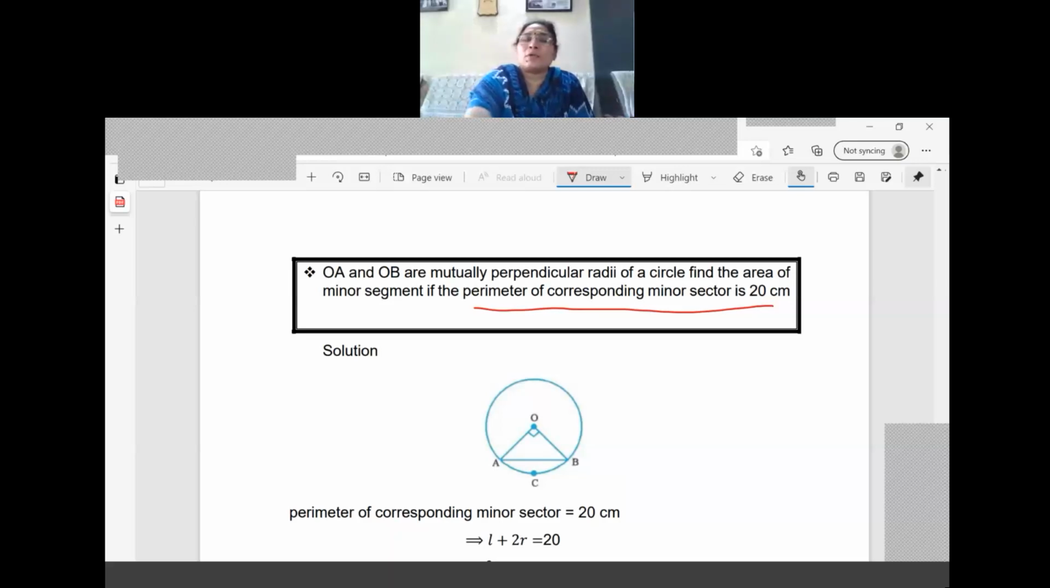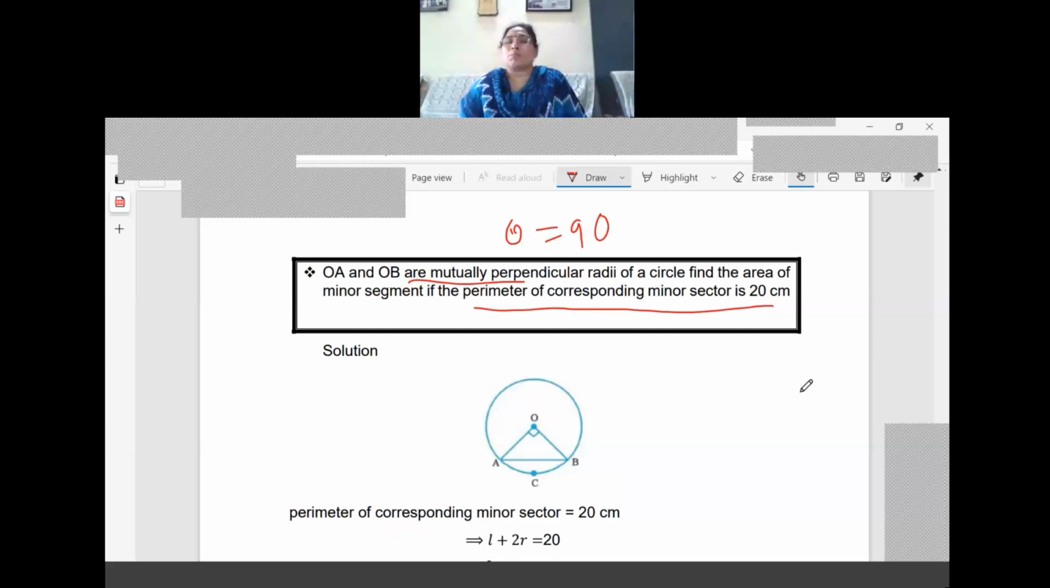Now what is the meaning of OA and OB mutually perpendicular? It means theta equal to 90 degree only. They are mutually perpendicular, right? OA and OB are mutually perpendicular means the central angle equal to 90 degree. And find the area of the minor segment if the perimeter of the corresponding minor sector is 20 centimeter only.